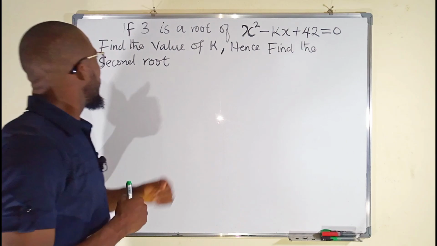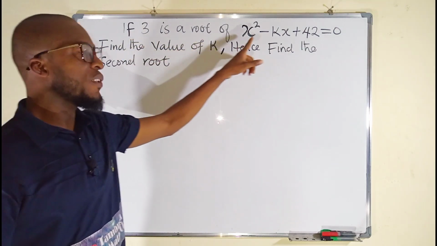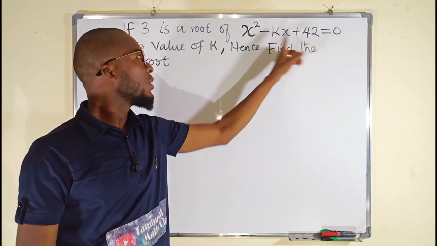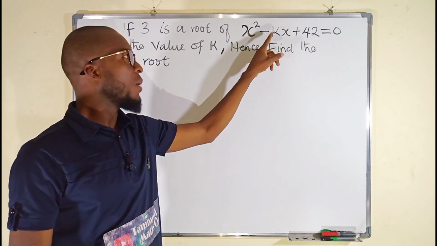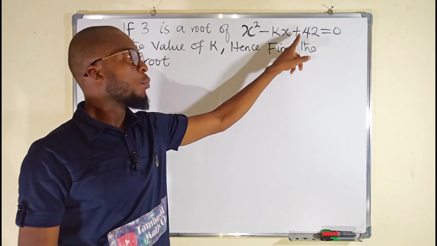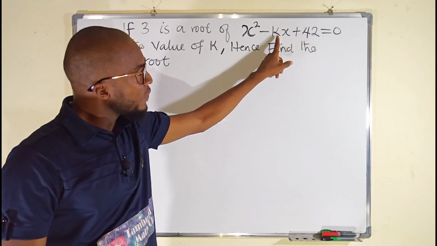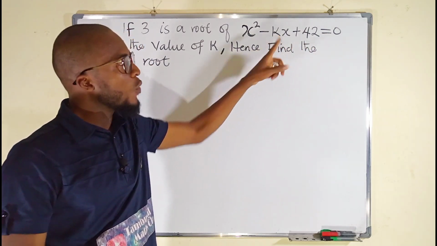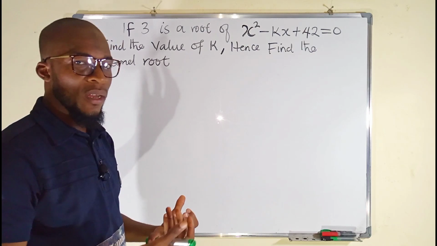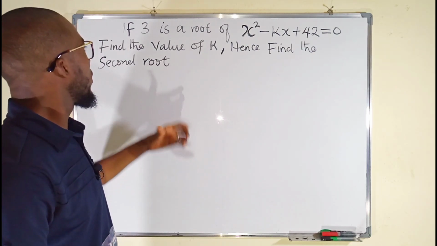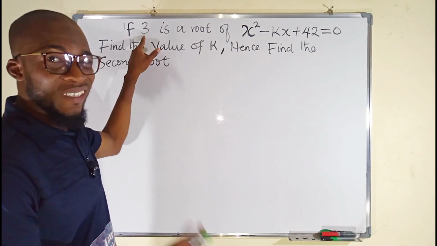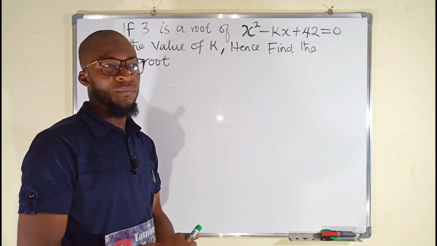The question reads, if 3 is a root of this quadratic equation, x squared minus kx plus 42 equal to 0, we are asked to find the value of this k, and we are also asked to find the other root, given that 3 is also a root.